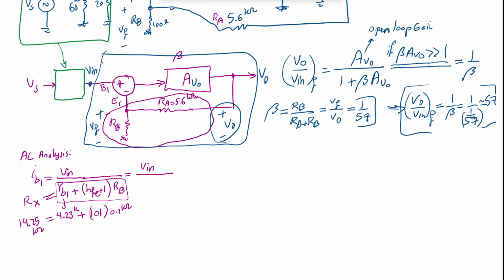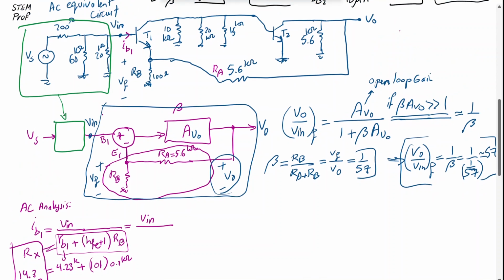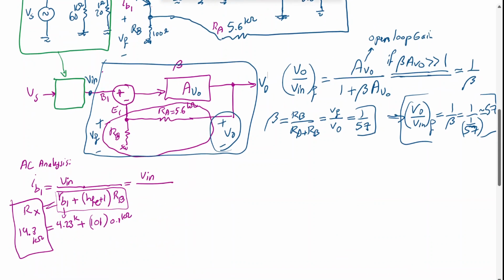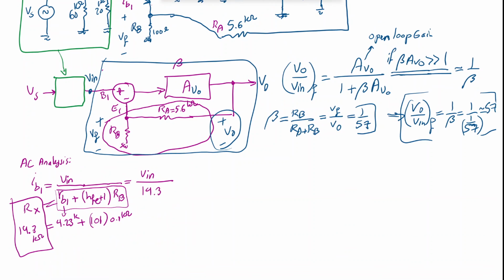Okay, so we have this voltage, and then let me just make sure I'm not missing something, because there are too many numbers here. 14.30. So let's say 14.30 kilo ohm. That's the value of Rx for us, as observed from the perspective of the base of transistor 1. So I'm going to just put it here, 14.3 kilo ohm. That defines the AC current IB1.